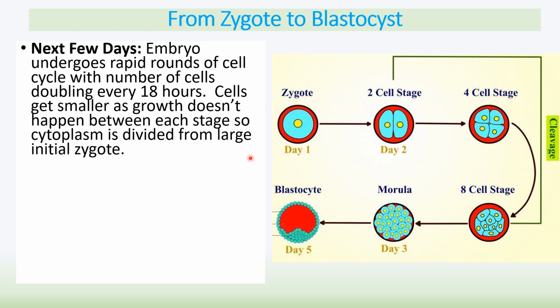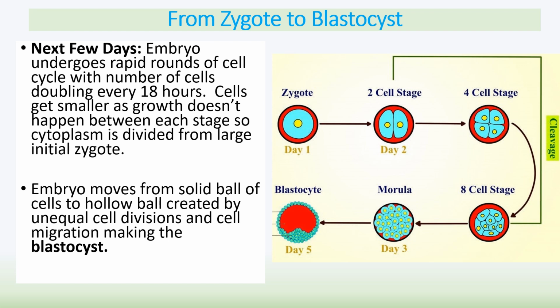So you see here, you start off with one big cell, and then it goes to smaller cells, half the size, and then a quarter of the size, and then an eighth of the size, and a 16th of the size, and eventually we get something called a blastocyst. And this is when the embryo moves from a solid ball of cells to a hollow ball created by unequal cell divisions and cell migration, making the blastocyst. And this is the first point where differentiation happens.